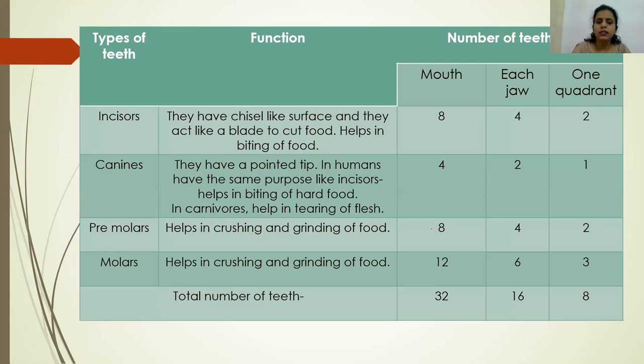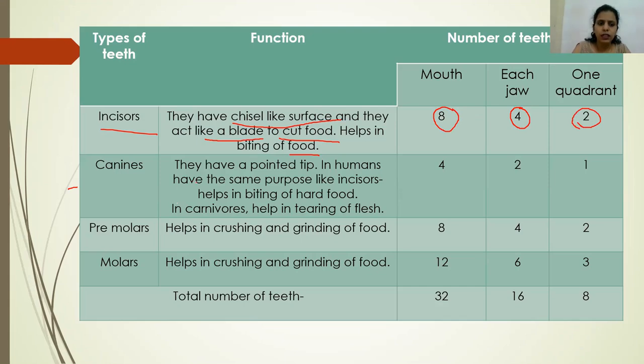This table represents the types of teeth, function, and numbers of the teeth. First one is incisors. As we have already discussed, incisors have a chisel-like surface, and they help in cutting of the food. They act like a blade and help to cut the food, helping in biting of the food. In our mouth, we have a total of 8 incisors. In each jaw, there are 4 incisors, and in one quadrant there are two incisors.